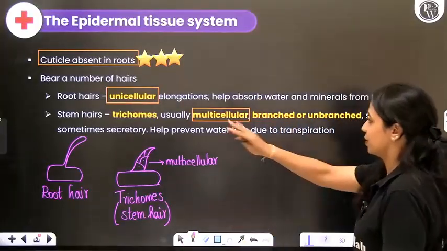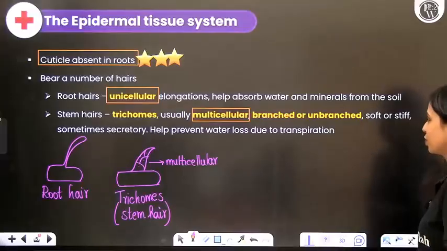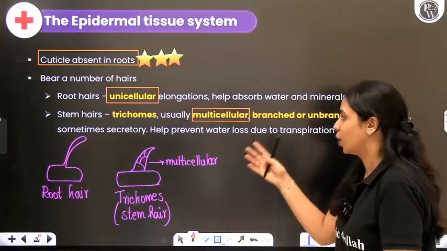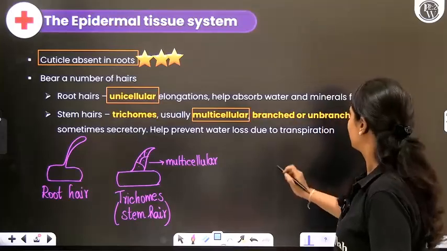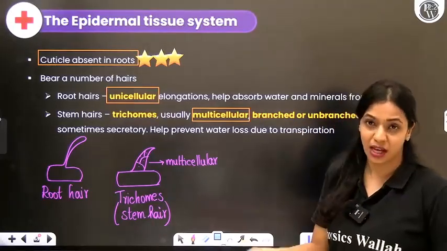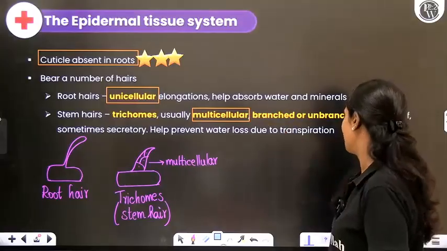So yeah, root hairs are unicellular elongations. They help in absorption of water and minerals from the soil. Stem hair are called trichomes. Generally, they're multicellular. I think they're always multicellular. They may be branched or unbranched. Sometimes these hair can have branches, like split ends we have, no? Like they can be branched or unbranched.